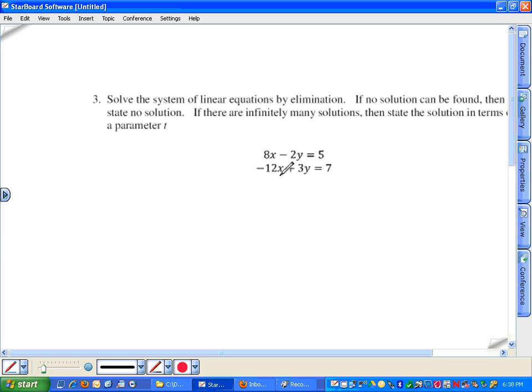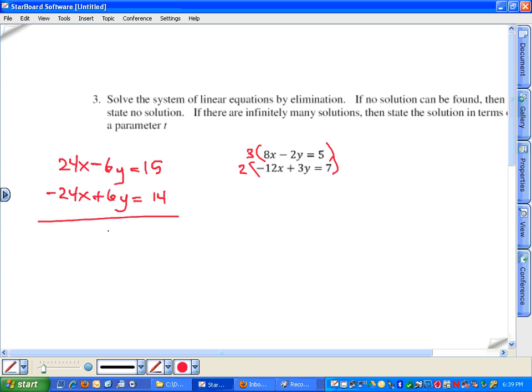Okay. So looking here, if I multiply the top equation by 3, the bottom equation by 2, this is going to be 24x minus 6y is equal to 15. Negative 24x on the bottom plus 6y is equal to 14. This leaves us with a statement 0 is equal to 29, which is not a true statement. There's nothing left to solve for because the variables canceled, therefore there is no solution to the system of equations.